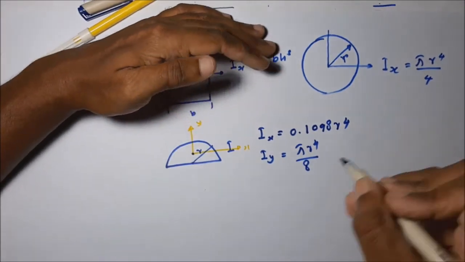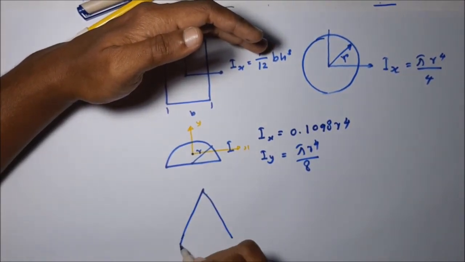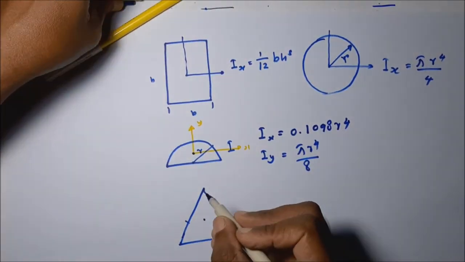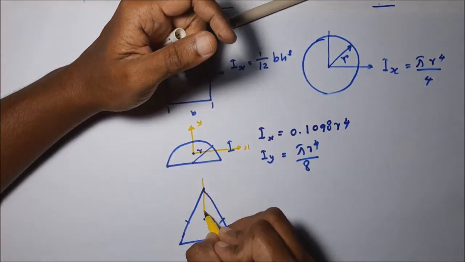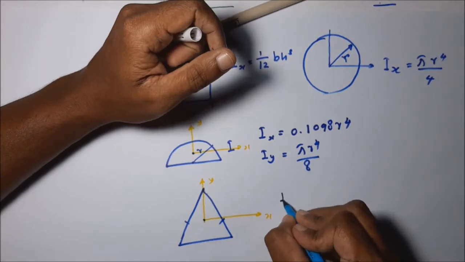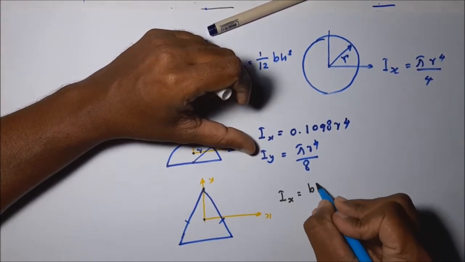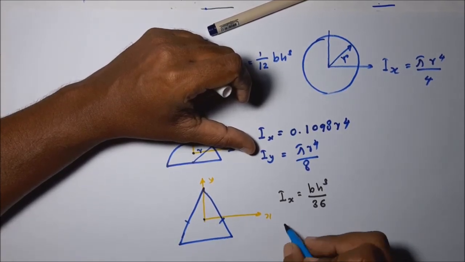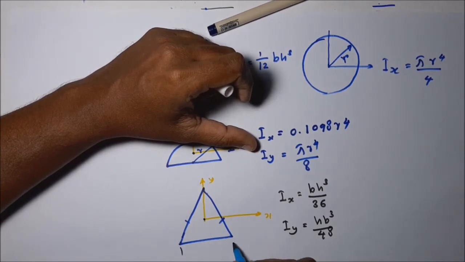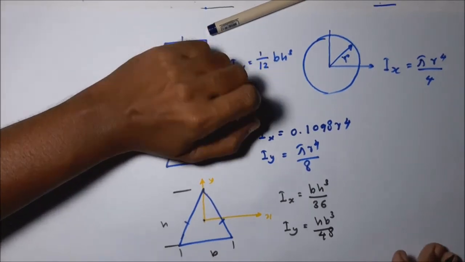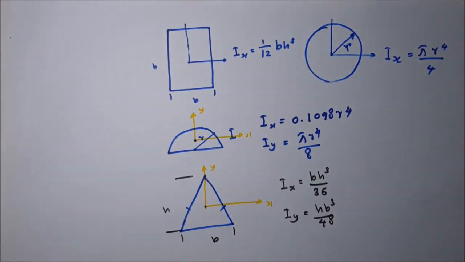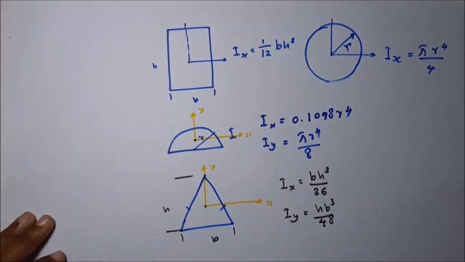Then the triangle, where these two sides are equal. Let's say this is the centroidal point, and the coordinate axes x and y pass through it. Ix is equal to b h cube divided by 36. Iy is equal to h b cube divided by 48. Here this is b, this is h. At least you have to remember these four figures' values when doing the problems. That is very important.